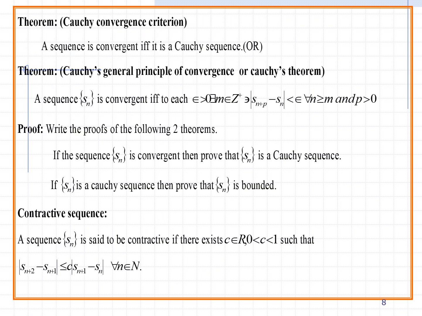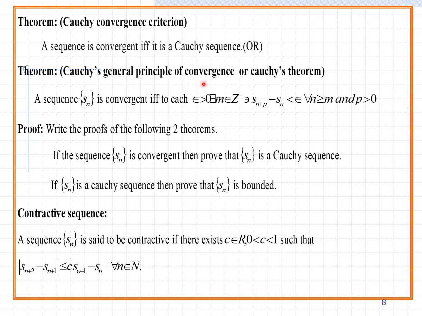Let us see Cauchy's convergence criterion. So what is Cauchy's convergence? Cauchy's convergence means a sequence is convergent if and only if it is a Cauchy sequence. A sequence is convergent if and only if it is a Cauchy sequence. Once it is a Cauchy sequence, it is convergent. So let us see this theorem.